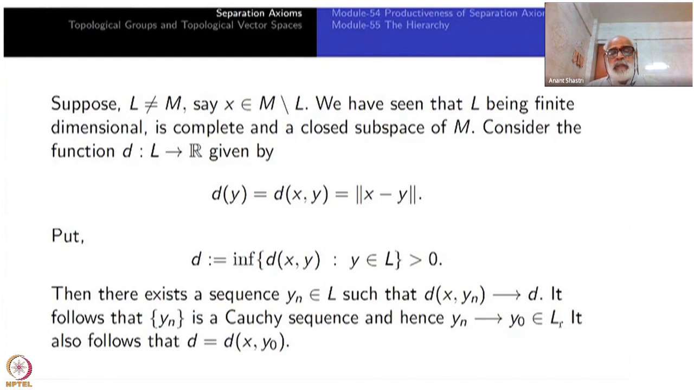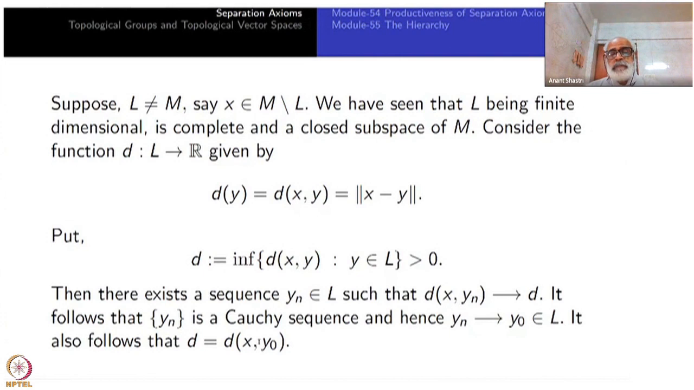This y0 is the one which realizes this distance. It follows that d equal to d of x, y naught. The limit will be d. D equal to d of x, y naught. When you take the limit, yn comes to y. So infimum is actually minimum and it is attained.